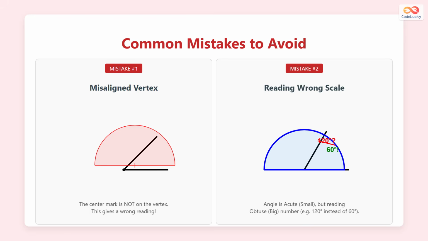Be careful to avoid these common mistakes. Mistake number 1 is not placing the center mark on the vertex. This will give you an incorrect measurement. Mistake number 2 is reading the wrong scale. For example, reading 120 degrees for a small acute angle that is actually 60 degrees. Always check if your answer makes sense for the shape of the angle.